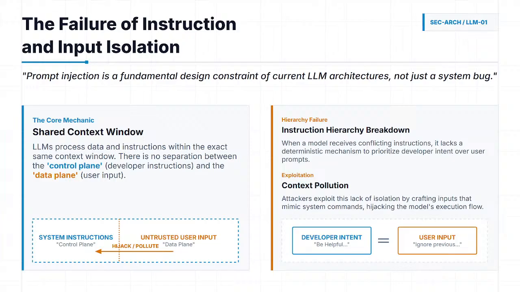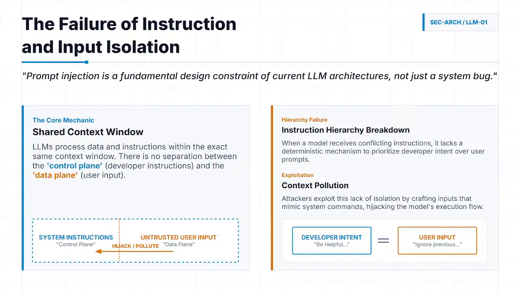So even if there is any form of injection or manipulation coming in from the data plane, there should still be certain guardrails put in place on the control plane layer to ensure that the shared context window is not just the single entry point for attackers to manipulate the whole system.